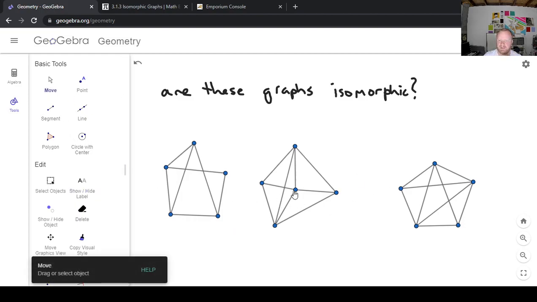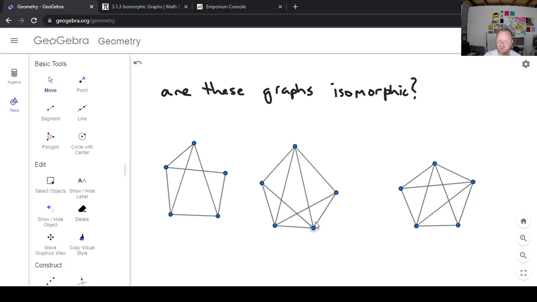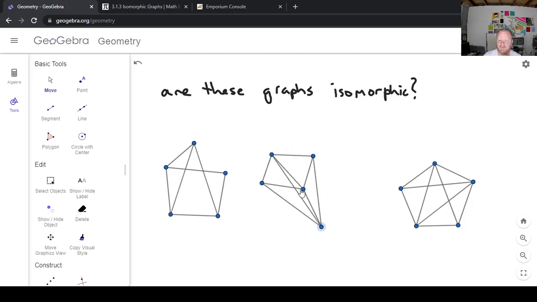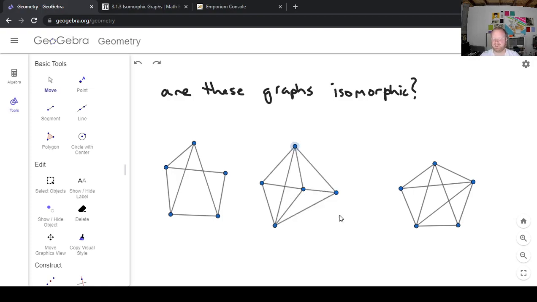So for example, I might be able to manipulate that. Oh, that kind of looks like this, so maybe moving it around, this second graph here is starting to look a little bit more like this third graph, maybe not quite still. But anyway, we can try and do some experimentation with that.